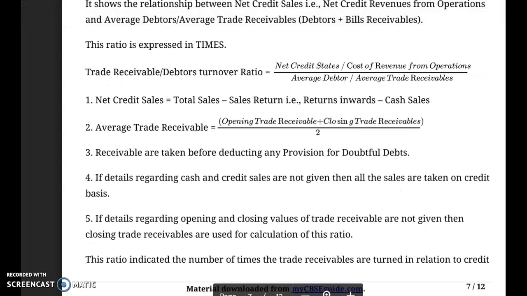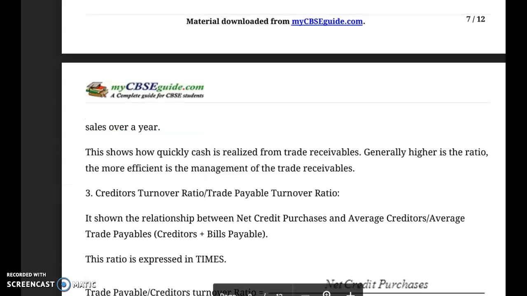If details regarding cash and credit sales are not given, then all the sales are taken as credit sales. If details regarding opening and closing values of trade receivables are not given, then closing trade receivables are used for calculation of this ratio, because average could not be calculated. Average will be calculated when both the opening as well as closing balance of the trade receivables or debtors is given. So this way we will calculate the debtors turnover ratio or trade receivables turnover ratio.